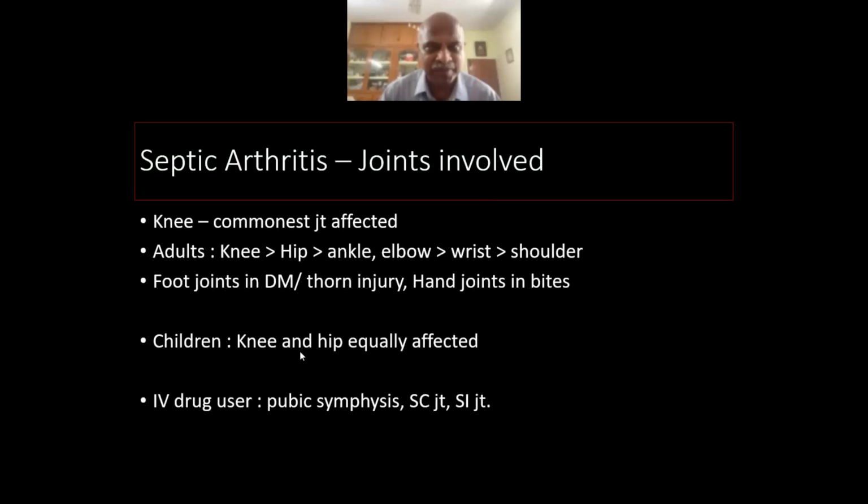Hand joints can be involved in bites, both consequent to human and animal bites. In children, there's an equal involvement of knee and hip joints in septic arthritis, comprising 1/3 of cases each, and the remaining joints comprise the remaining 1/3 of the joint involvement in the pediatric population. The cartilaginous joints tend to get involved often in IV drug users. We also have sternoclavicular joint involvement with tuberculosis that we see often in our country, and SI joints is a common site of involvement with brucellosis.